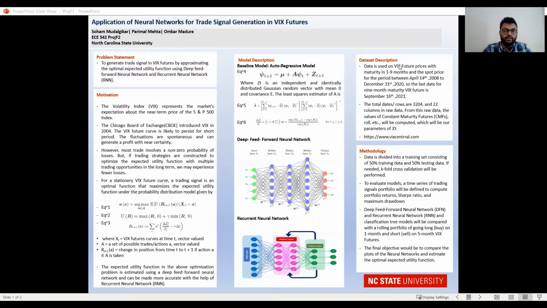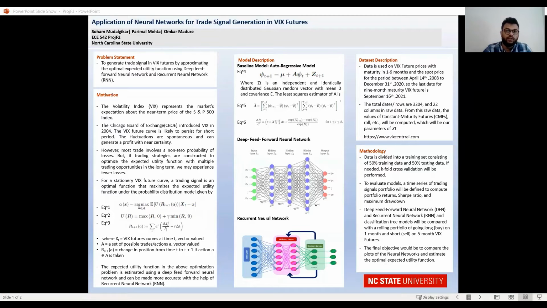Dataset description. The dataset is taken from the website vixcentral.com. The VX futures price with 1 to 9 months maturity is used for the time frame between 14th of April 2008 to 31st December 2020. There are a total of 3204 rows and 22 columns of raw data. From this data, the values of constant maturity function, the roll rule, will be computed, which will be our parameters for x of t. Methodology.